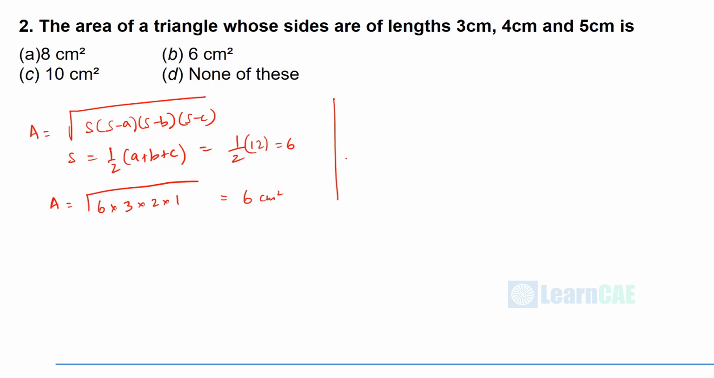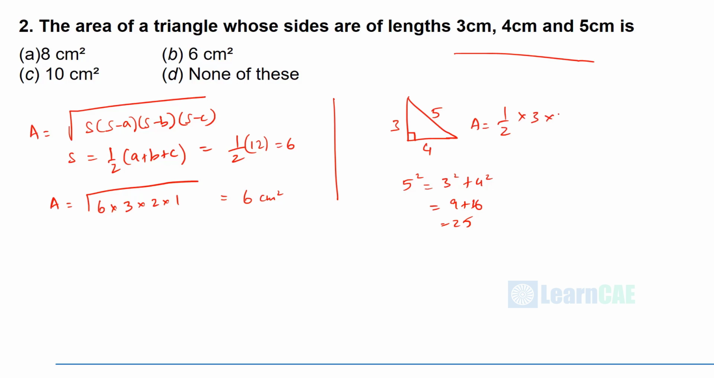You can also see this combination of 3, 4, 5 usually comes for the right angle triangle, where one side will be 4 cm, other side will be 3 cm and the hypotenuse will be 5 cm. Here the square of 5 is equal to 3 square plus 4 square. This is 9 plus 16. This is 25. So it is a right angle triangle. You can easily calculate the area based on half into base into height, that is half into 3 into 4, which is equal to 6. This way also you can quickly solve the problem. The answer is B, 6 cm.